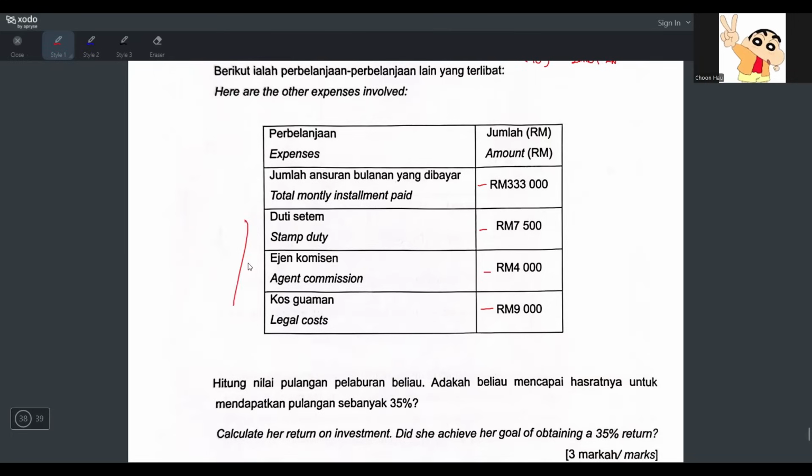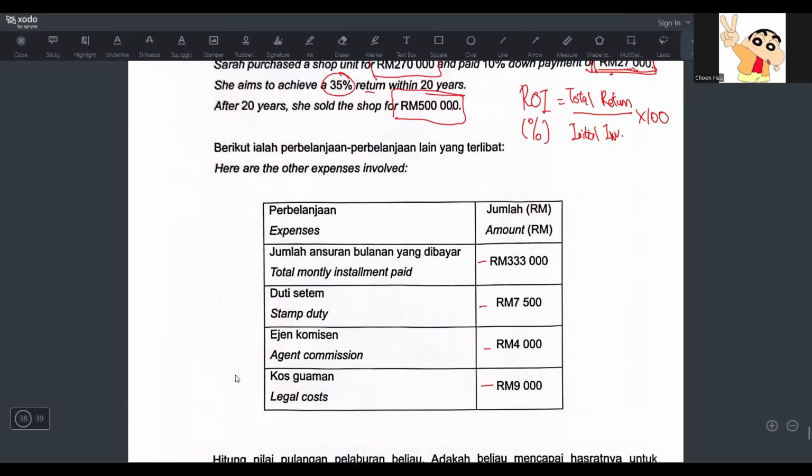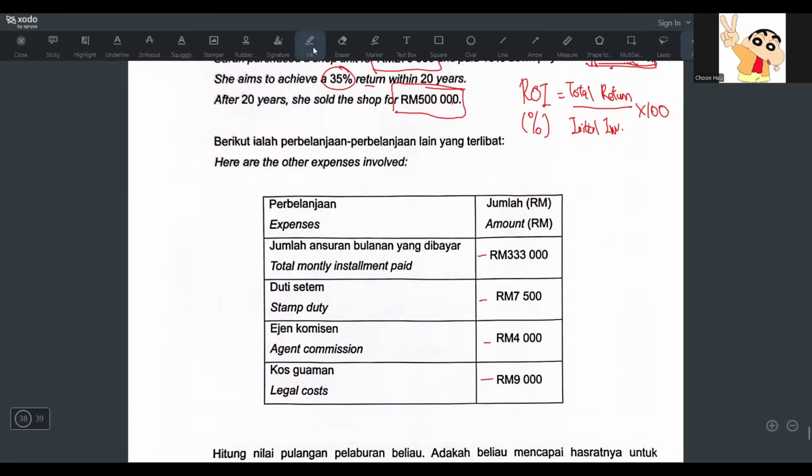Okay. Now they say calculate her ROI. Did she achieve her goal of 35% return? So I think I have to calculate my own ROI, and if my own ROI is more than 35%, then we say she achieved her goal. But if my ROI answer is less than 35, then she didn't achieve her goal. Okay, so let's start finding the total return now.